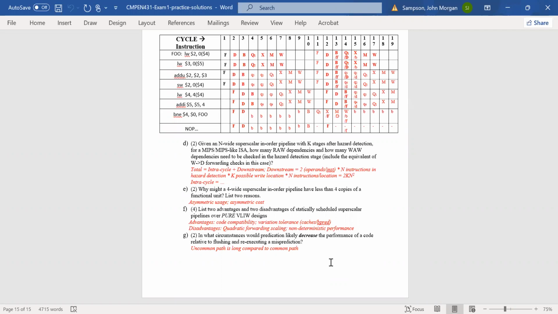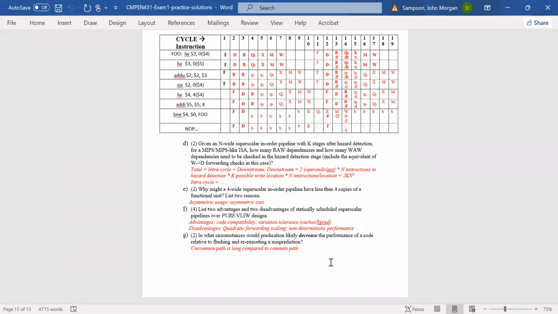So if you just start to look at just the downstream portion, there are 2 operands per instruction that I need to check against. So everything that's currently in my hazard detection stage could have 2 inputs. Then there are n such instructions in hazard detection in the worst case in my n-wide pipeline. There are k possible locations further down the pipeline that could be generating something I might need, and there are n instructions potentially in each of these k possible locations. So just the downstream read after write alone already gets you 2kn.